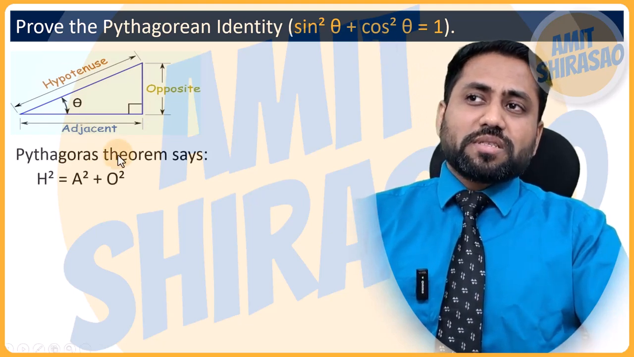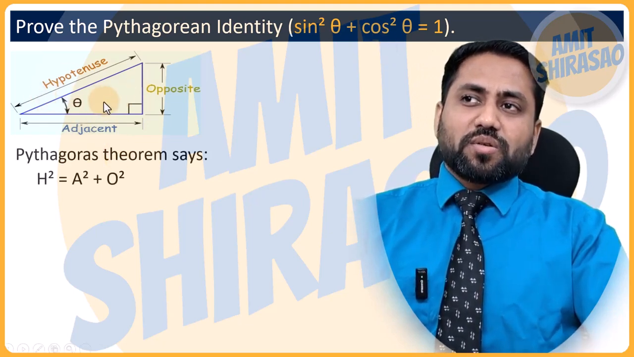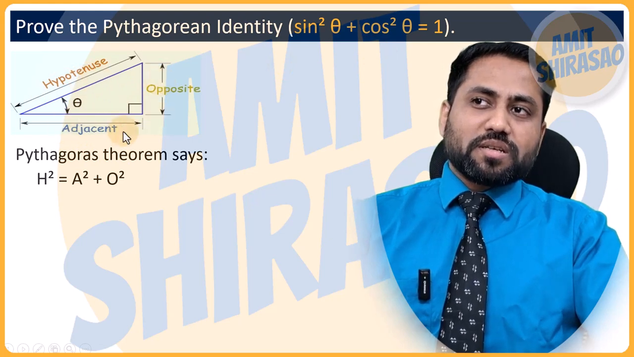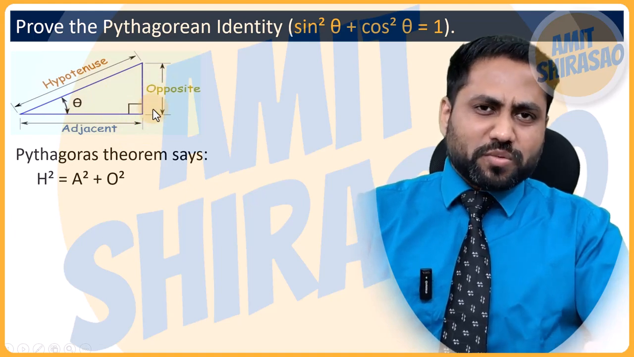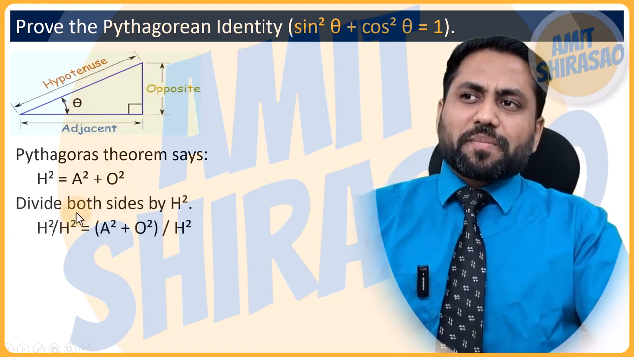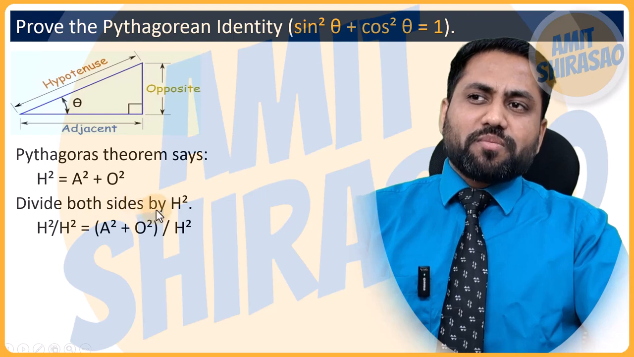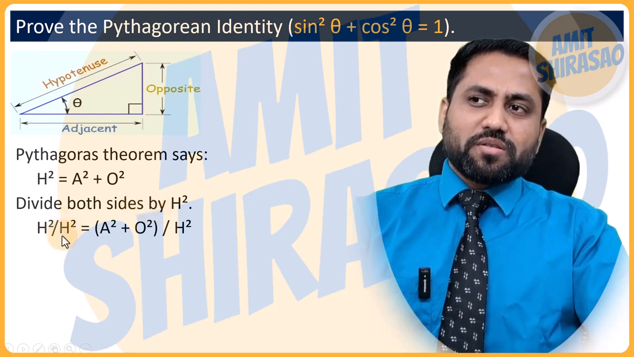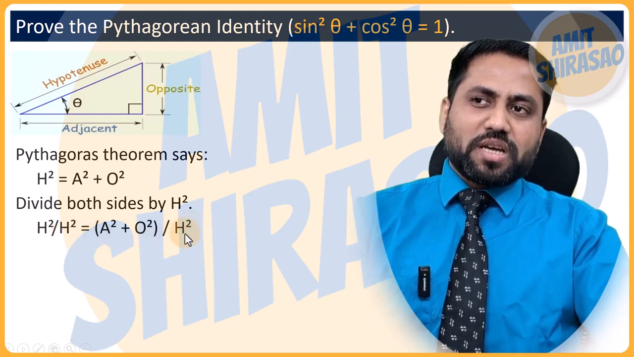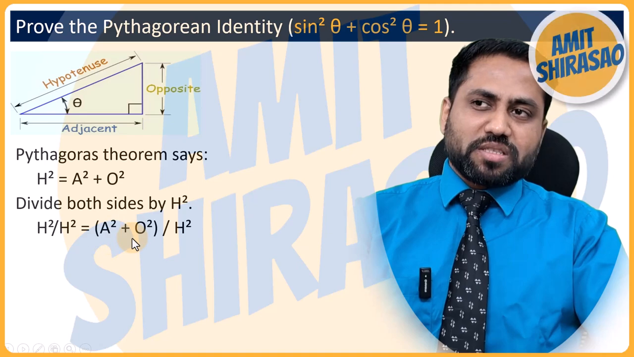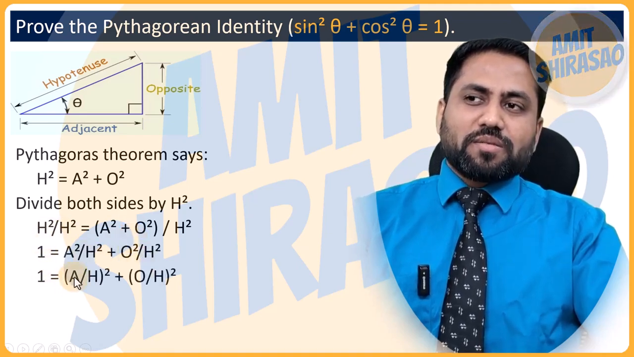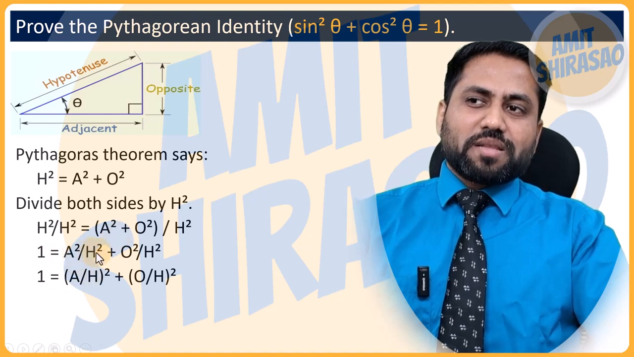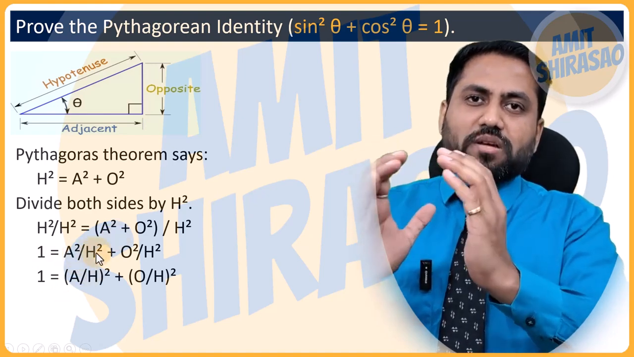So Pythagoras theorem, what does it say? It says that hypotenuse square is equal to adjacent side square plus opposite side square. Right, now divide both the sides by hypotenuse square. So what will it be? Here it will be this, here it will be this. Now this h square will get distributed amongst these two, right? And this evaluates to 1. And then this square can be put across both of them.